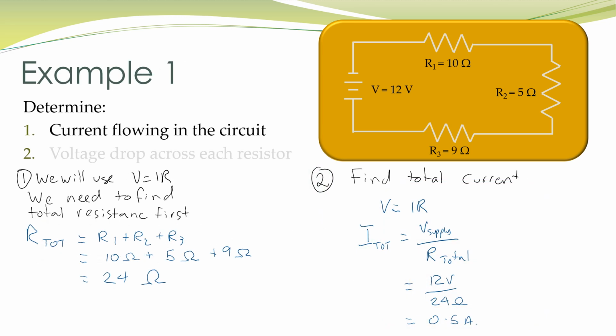So knowing we have 24 ohms resistance, knowing we have 12 volts, we just put in V equals IR, we rearrange our formula, plug our numbers in there, and we get half an amp. 12 volts divided by 24 ohms is 0.5 amps. Fairly straightforward. That is the current. Half an amp is flowing through every single component in this circuit, out of one side of the battery and back into the other.